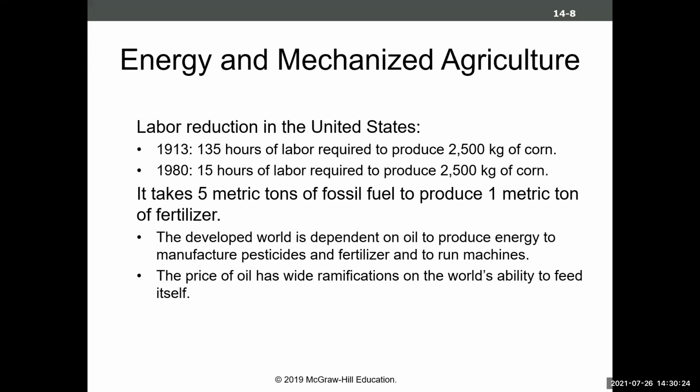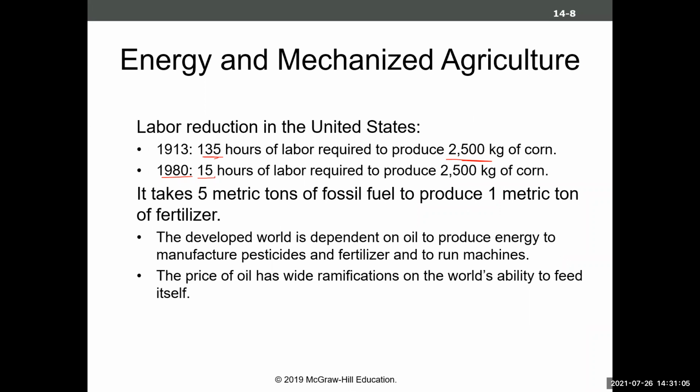And so if we look at mechanized agriculture and how it's reduced the number of labor hours required to produce a set amount of crop, if we look at 1913, it took about 135 hours of labor to produce 2,500 kilograms of corn. You compare that to 1980, only 15 hours to produce 2,500 kilograms of corn. That's almost 10 times the reduction in labor hours. That's substantial.